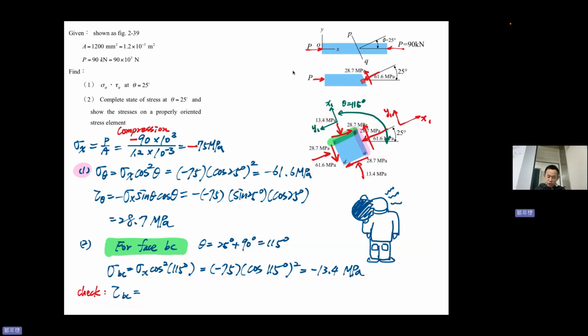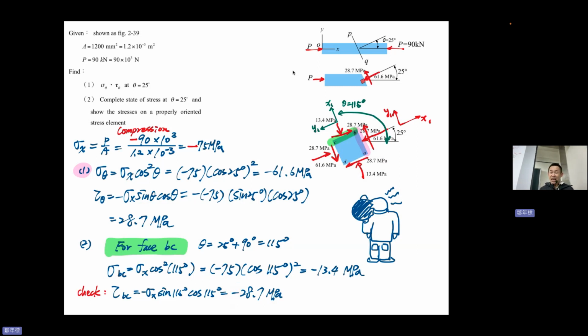But now we check. We just study, right? We check if this is correct. Sigma minus sigma, sine 115 degree cosine 115 degree equal to minus 28.7 megapascal. Oh, 28.7 megapascal. The value is the same, but this is a minus. And it's correct.